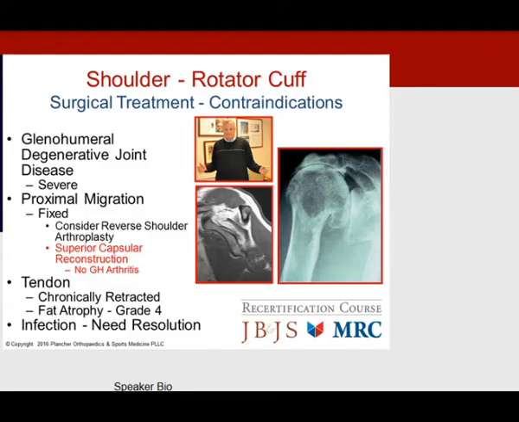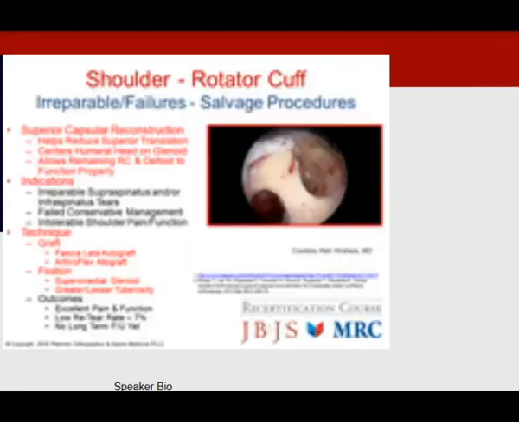Surgical treatment is contraindicated in rotator cuff disease when one has glenohumeral disease and it is severe, or perhaps when you have a fixed proximal migration of the humeral head. Consider a reverse shoulder arthroplasty, or if no glenohumeral arthritis is present, perhaps a superior capsular reconstruction. Contraindications for repair might be a chronically retracted fat atrophy grade 4 Goutallier. And when infection occurs, you must get resolution before proceeding in a shoulder.